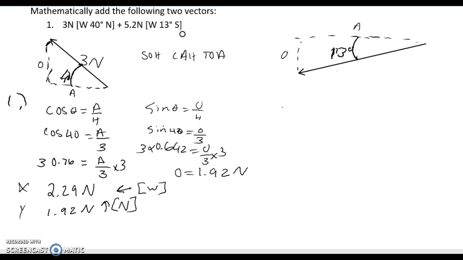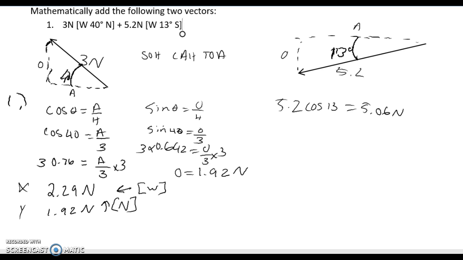Now to speed things up, this is 5.2, right? So 5.2 times cosine of 13 degrees will give you the answer for the adjacent side. If you put that into your calculator, 5.2 times cosine of 13 degrees is 5.06. The reason why I can do this, just think about using algebra: 5.2 is going to be on the bottom of this fraction, if you look over here, right?